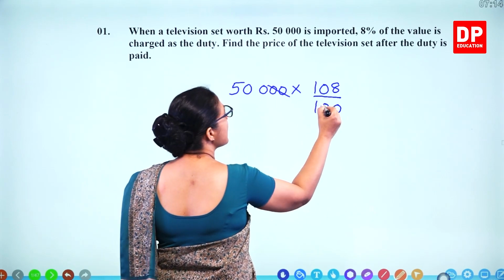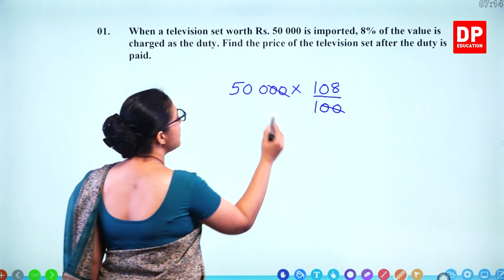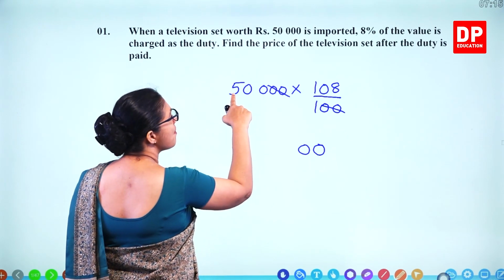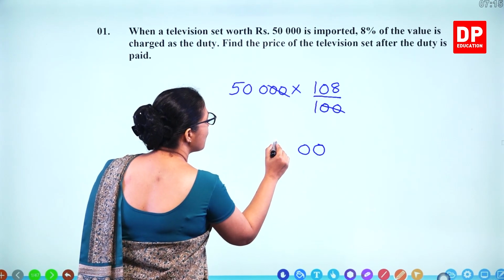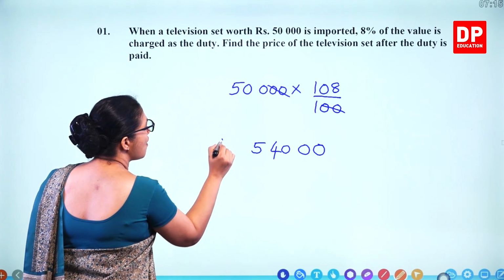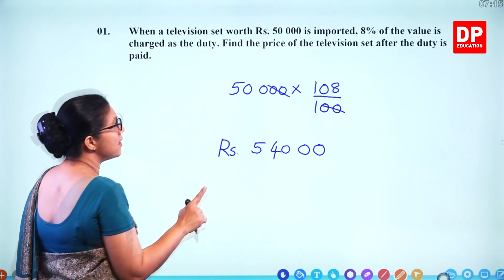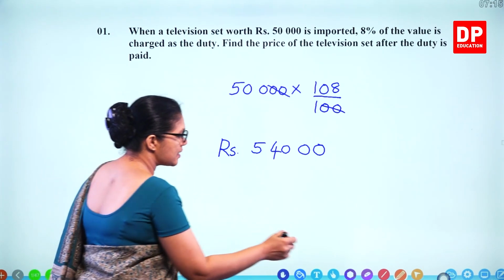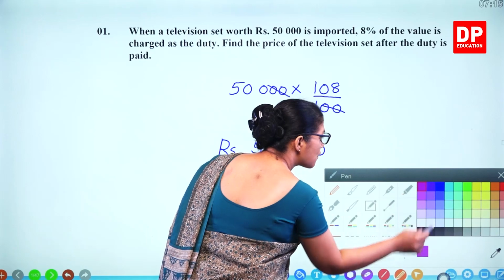2 zeros get cancelled out and you can multiply by 5. First put 2 zeros and multiply by 5. 5 times 8, 40. 5 times 1, 5. So the value with the tax is 54,000 rupees. So you get 2 marks for that.